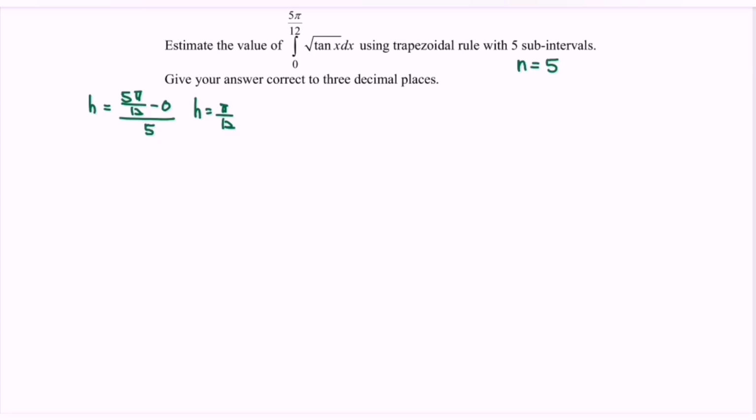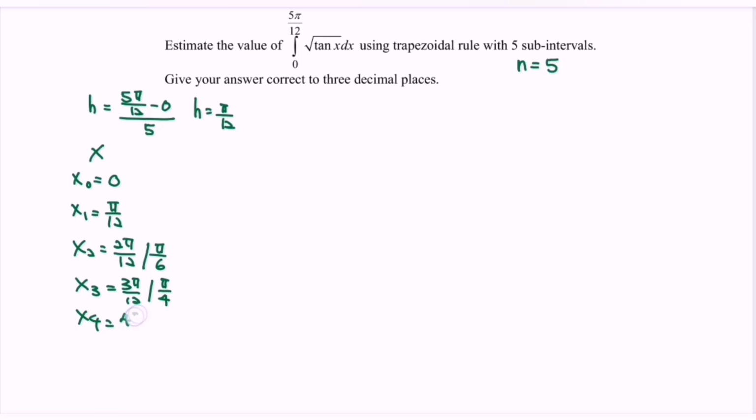Next, construct the table. So here we have x. x naught is equal to 0. x1 is equal to, add on the pi over 12. Next, x sub 2, we have 2 pi over 12, or you may write the answer pi over 6. x3, we have 3 pi over 12, or you may express pi over 4. Continue. We have 4 pi over 12, or pi over 3.